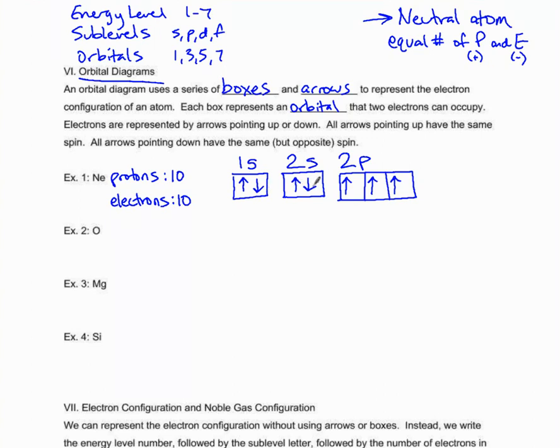So we have 7 electrons so far. We need to have 3 more. And so now they're going to double up. And now we have 10 arrows representing 10 electrons. And this is the orbital diagram for neon.